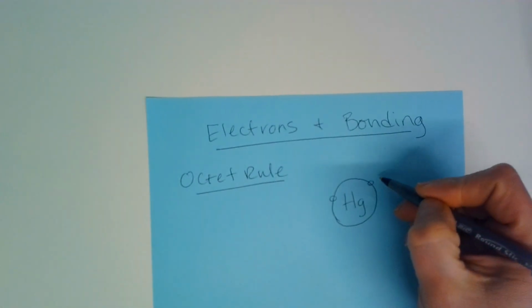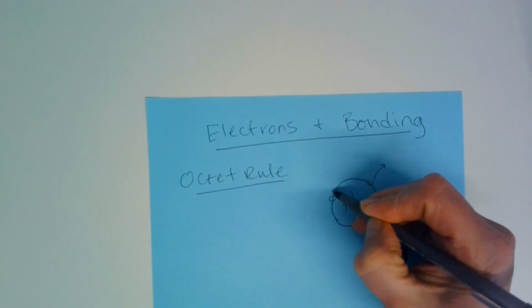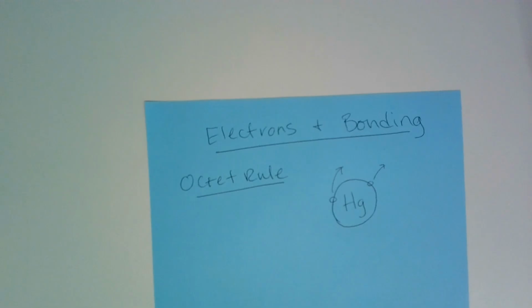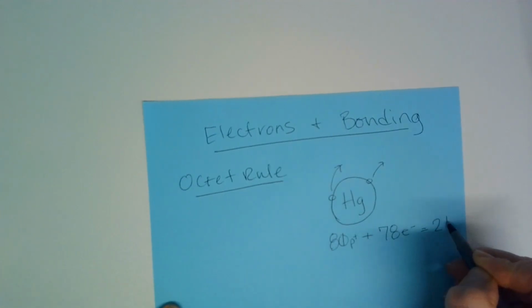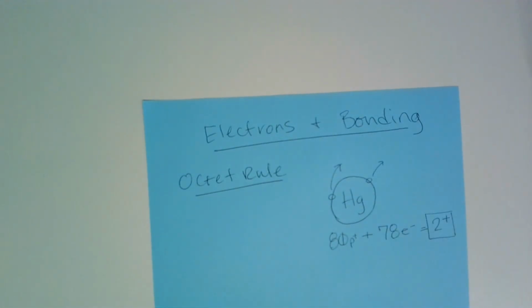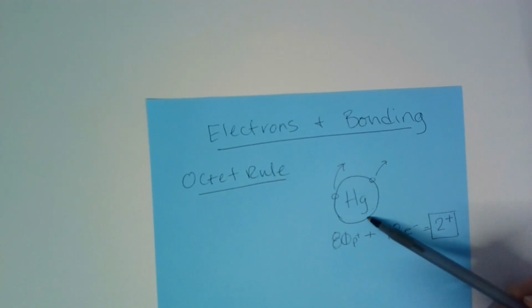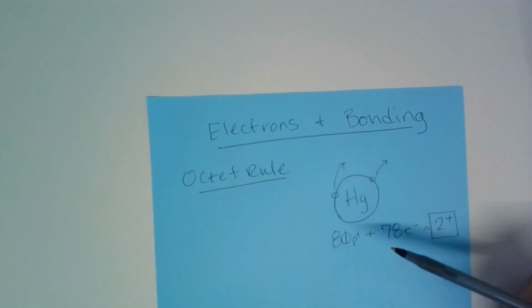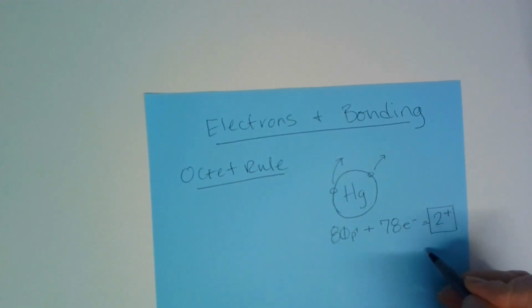But because it only wants 8 in its outermost shell, it's actually going to get rid of those. In the action of getting rid of the 2 electrons, mercury, when it gives up those 2 electrons, it will become positive. So we get rid of these 2 electrons to get our 8 valence electrons, our happy atom, but now we're 2 electrons short, so we end up with a 2+ charge.